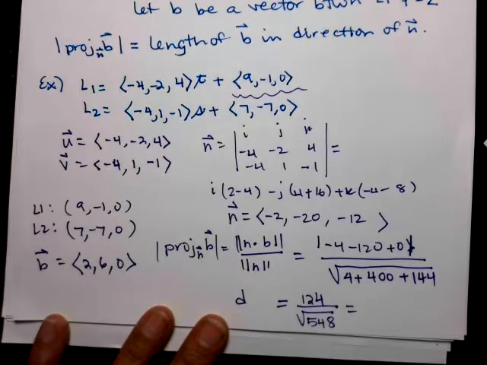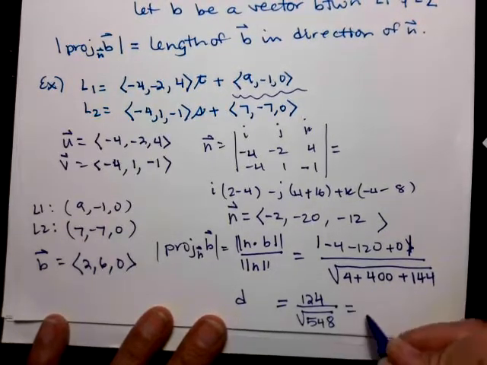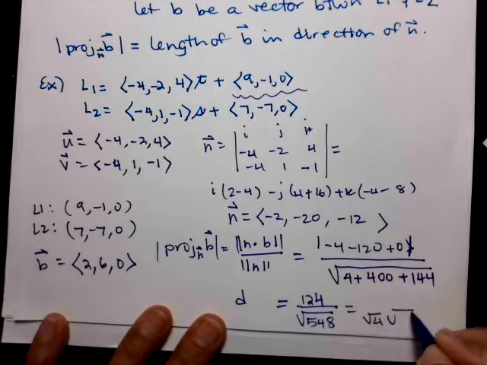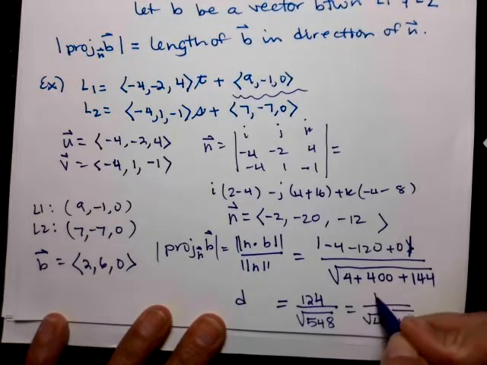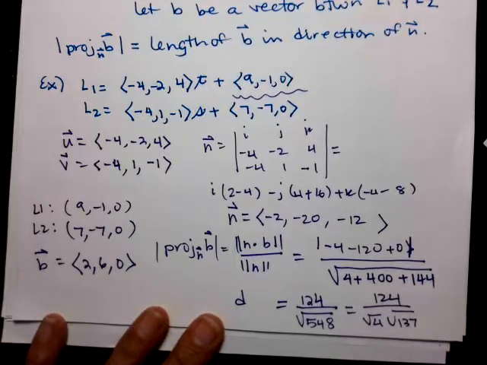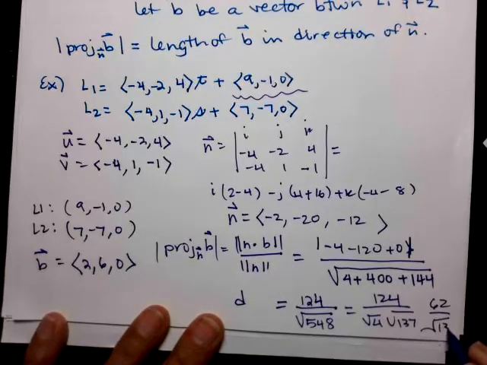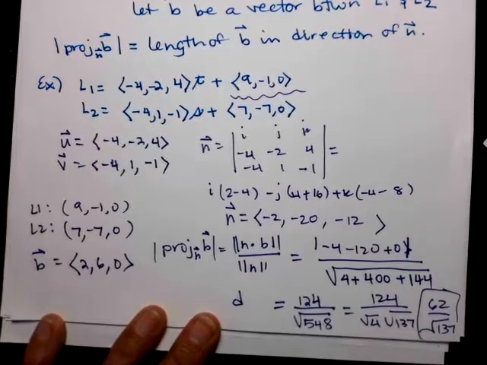So 548 divided by 4 for sure. So that's going to be square root of 4 times square root of 137 in the denominator, and 124 in the numerator. Square root of 4 is 2, and 124 divided by 2 is going to be 62 over square root 137. Final answer.